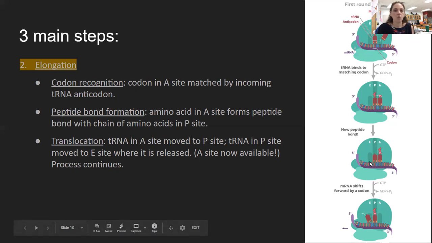So we have that translocation. Things are moving. The A site is now available. This tRNA that no longer has an amino acid attached is going to exit. It goes back out into the cytoplasm.